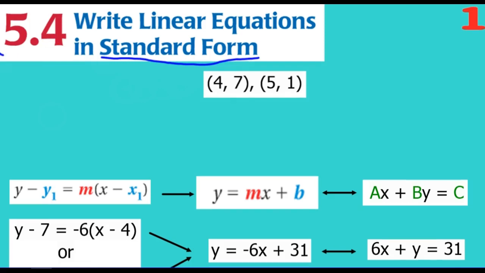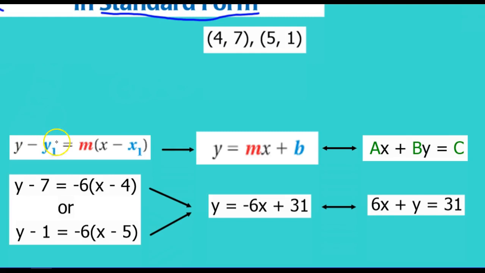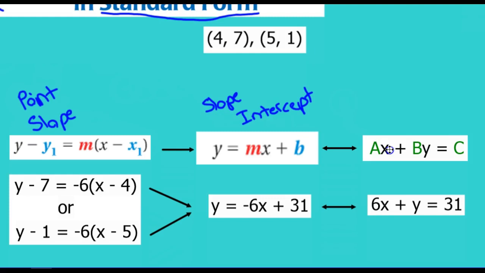So we have our three forms. We have y minus y1 equals m times x minus x1. That is point slope form. We have y equals mx plus b. That is slope intercept form. And finally, we have ax plus by equals c, where a, b, and c are different numbers. This is standard form.